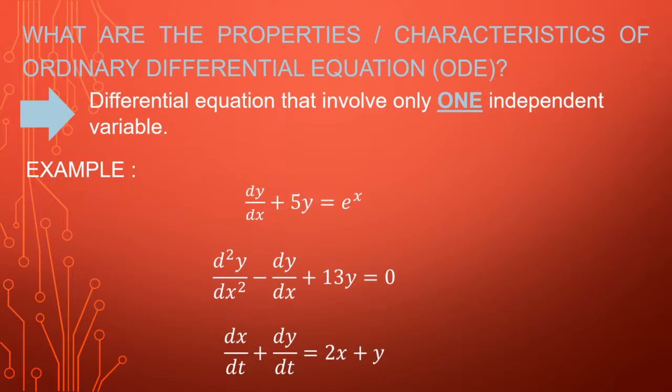What are the properties or characteristics of an ordinary differential equation, ODE? An ordinary differential equation, ODE, is a differential equation that involves only one independent variable. There are some examples: dy over dx plus 5y equals e to the x, or d2y over dx squared minus dy over dx plus 13y equals 0, or dx over dt plus dy over dt equals 2x plus y.